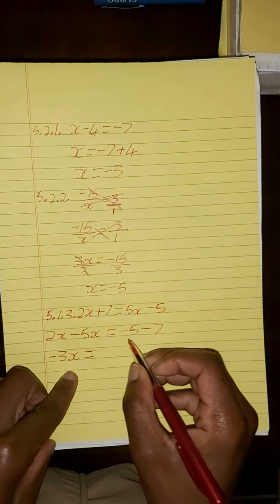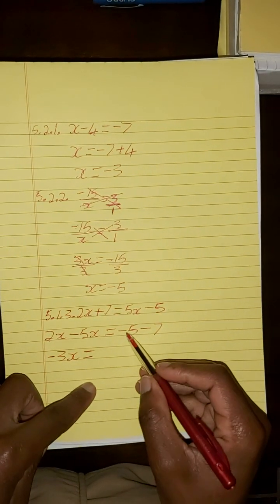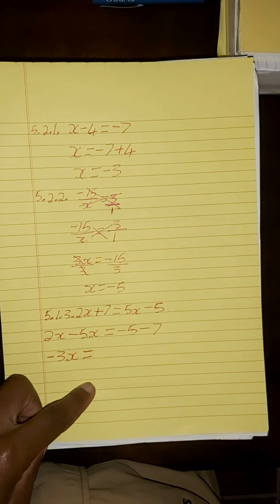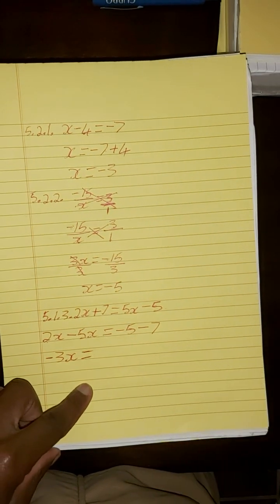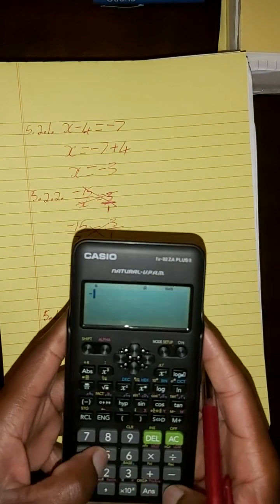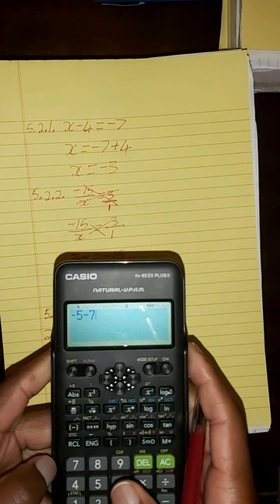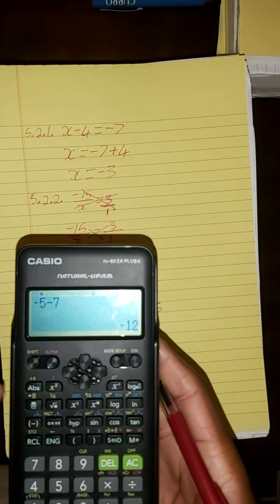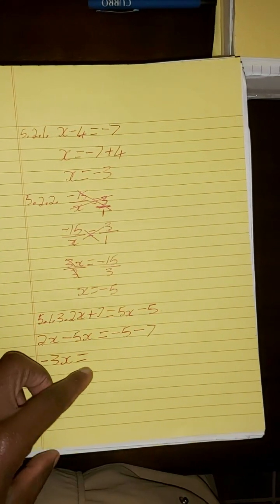Then this is equal to what is on the right. We say negative 5 minus 7. You can do this on the calculator, guys, for those who tend to make mistakes. Negative 5 minus 7. You do it like this, and your answer is going to be negative 12. Press equal to, and you see, you get a negative 12.